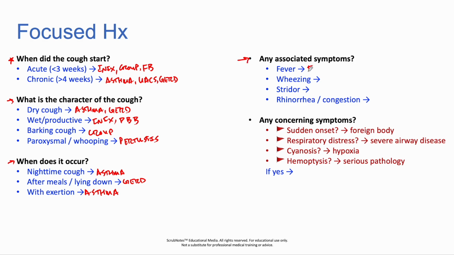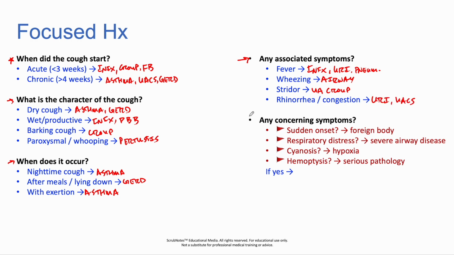Next, you want to check for any associated symptoms. So are they running a fever? Then you'd be suspecting infection, upper respiratory infection, or pneumonia. If there's wheezing, you'd be considering airway obstruction. If there's stridor, upper airway issues like croup. And if there's rhinorrhea or congestion, maybe more of a URI.